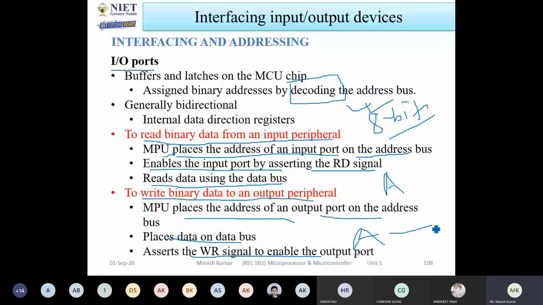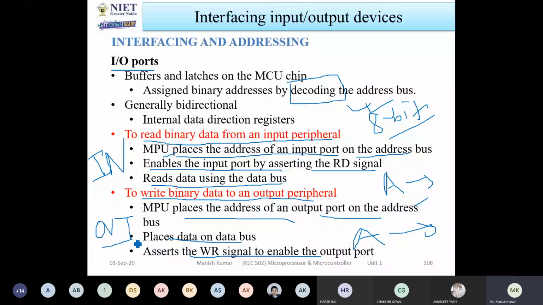Whenever we use input, I use the IN instruction. When I use output, I use the OUT instruction. So with the help of the IN and OUT instructions, we can control the input devices and output devices. Controlling means either you can read the data or you can write the data.